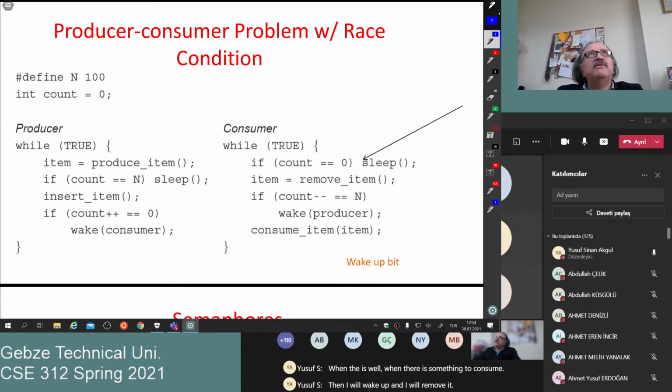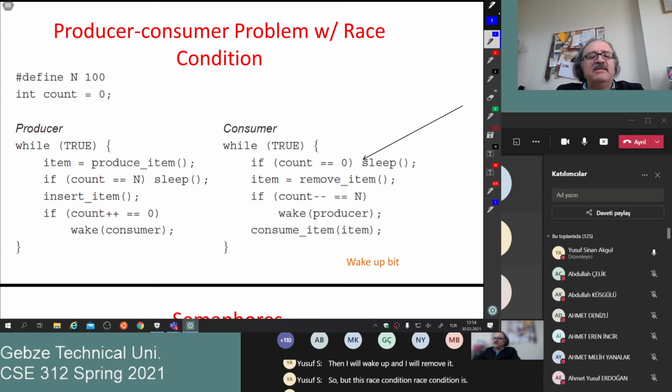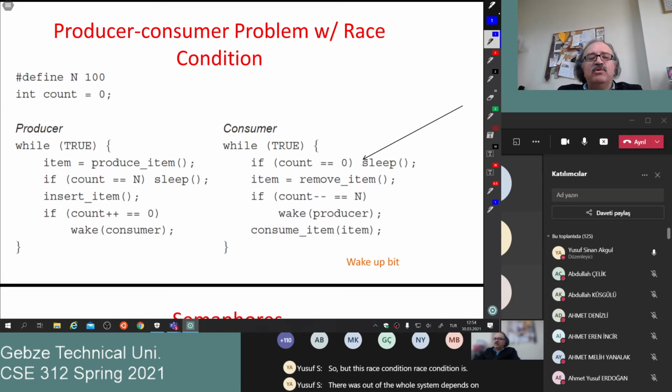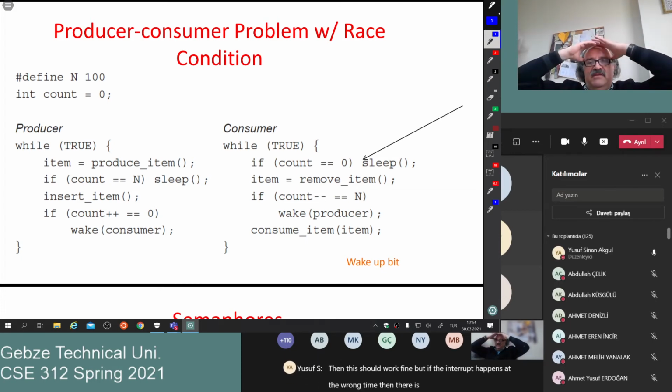So what is the race condition? Race condition is when the result of the whole system depends on who runs when. So if all the who-runs-when decisions are right, then this should work fine. But if the interrupt happens at the wrong time, then there is a problem with this approach.